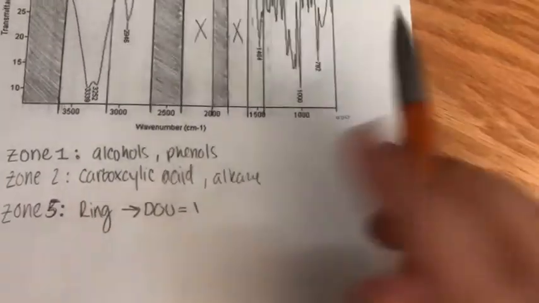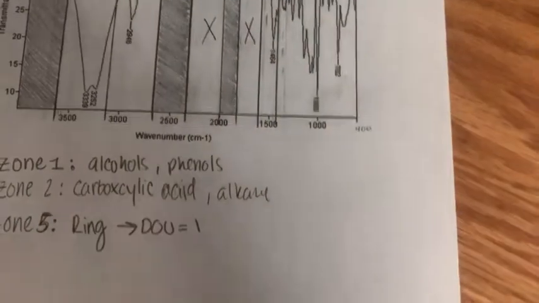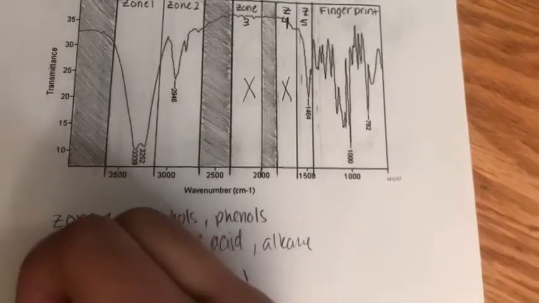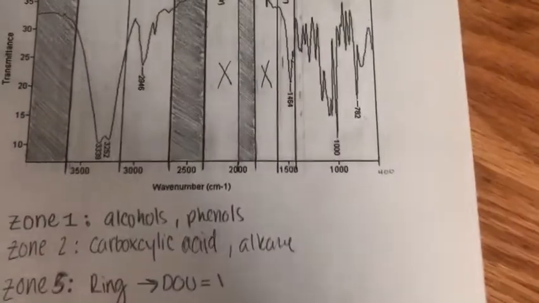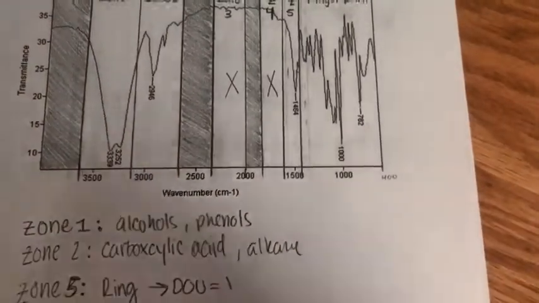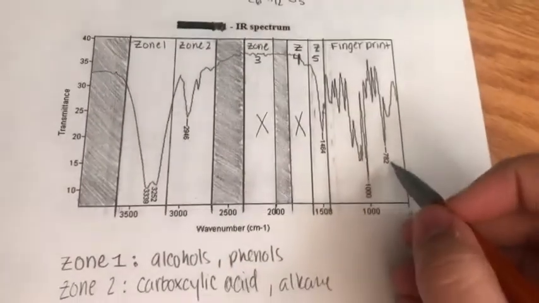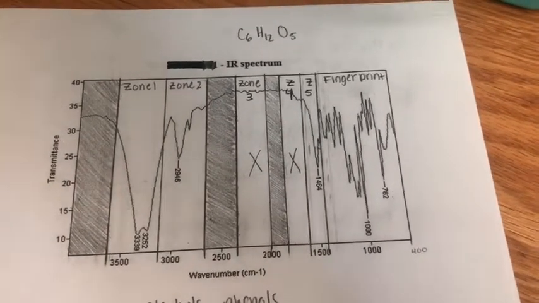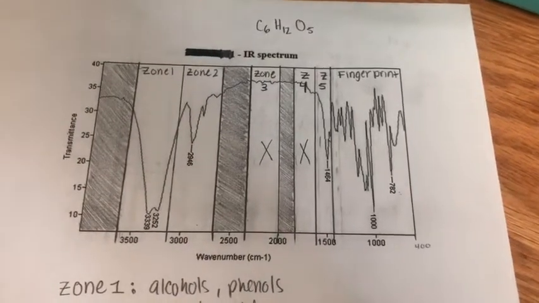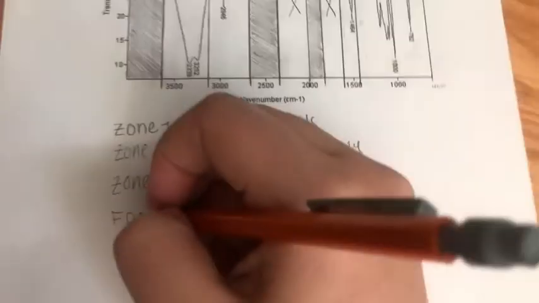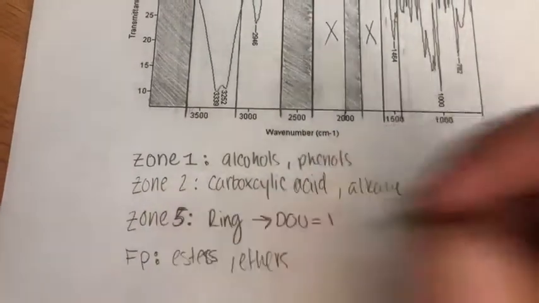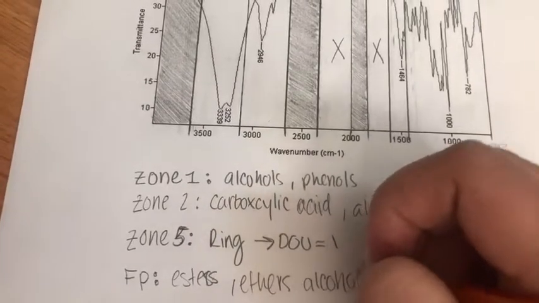Okay, and then in our fingerprint region here, we have 2 really strong peaks at 1,000 and 782. That peak at 1,000 really represents esters, ethers, alcohols, and carboxylic acids. And at 782, it doesn't actually fit with our formula because that represents primary and secondary amines and alkyl chlorides. Okay, so we have ethers and alkyls for our fingerprint region. And that is all for IR.